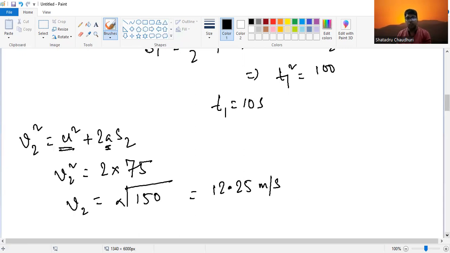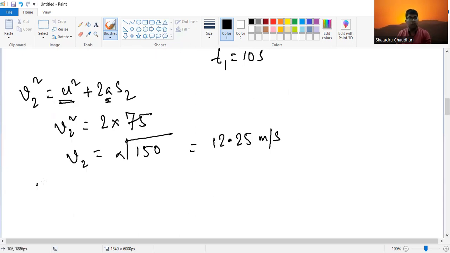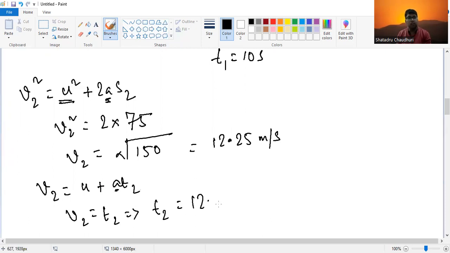Now, since I got v2, using the formula v2 equals u plus a t2, where u is 0 and a is 1, v2 equals t2. It implies that t2 equals 12.25 seconds. Sorry, v2 is in meter per second, and t2 is in seconds.